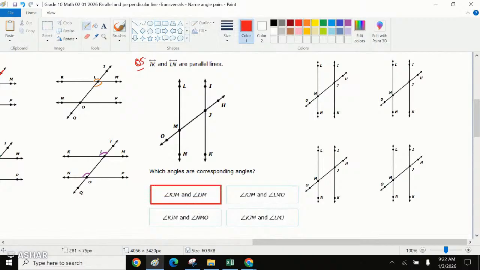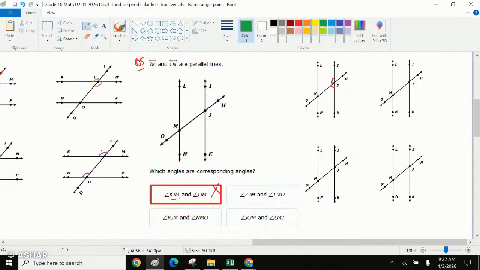Let's try to find these angles. K, where's K, J, and M. So this was the first angle, KJM, and IJM, I, J, and M, right? They are supplementary, but they're not corresponding.